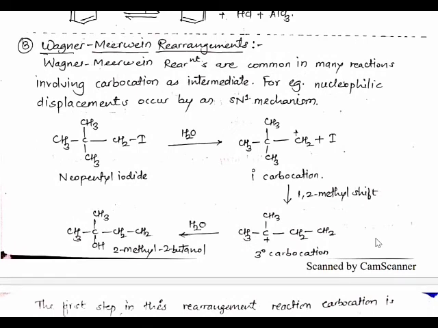Wagner-Meerwein rearrangements are common in many reactions involving a carbocation as an intermediate. For example, nucleophilic displacements occur by the SN1 mechanism. Generally, what we have been discussing up to now: if there is a primary carbocation, then it will rearrange to secondary. If there is secondary, then it will rearrange to tertiary, or possibly primary to tertiary. The rearrangement will happen toward whichever carbocation is more stable. So this mechanism is explained by Wagner-Meerwein. So it is a Wagner-Meerwein rearrangement.